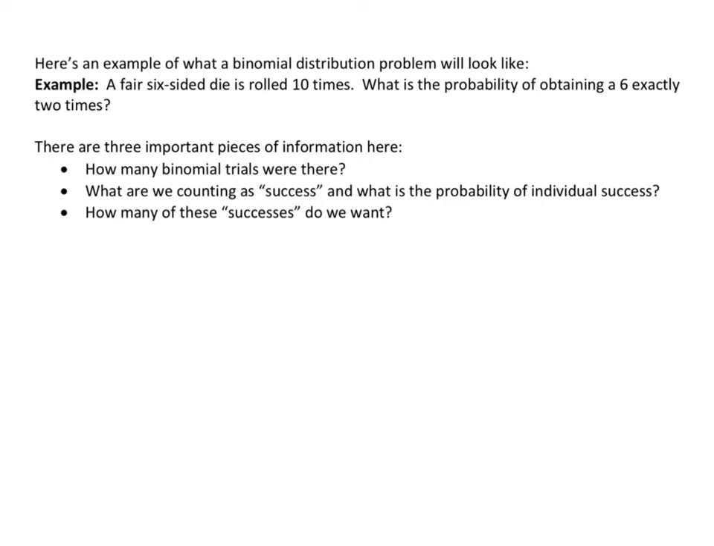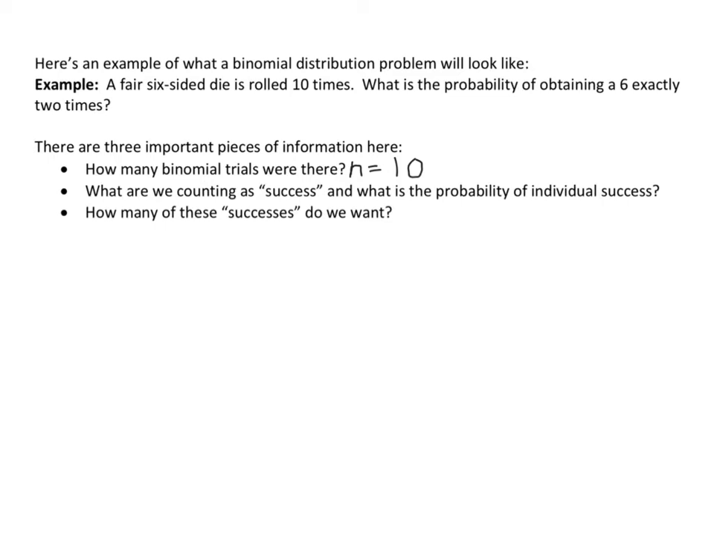The first one is how many binomial trials were there? In this problem, how many times am I doing this binomial trial? The binomial trial being rolling the die and obtaining this 6. Hopefully you saw that the number of trials is 10. This is often called n. So in this case, n is 10 because I'm carrying out this trial 10 times.